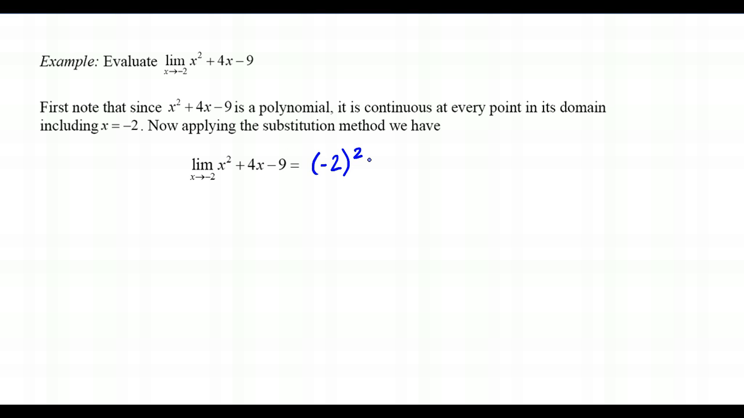So -2 squared plus 4 times -2 minus 9. We'll get 4 minus 8 minus 9, which becomes -4 minus 9. So our limit is -13. Because this is a continuous function everywhere, -2 falls in that domain, so we can just substitute -2 into the x values and get our limit value. The limit value equals the function value.